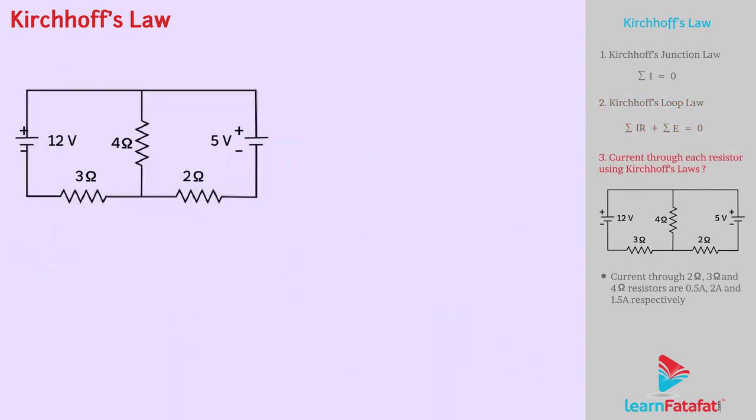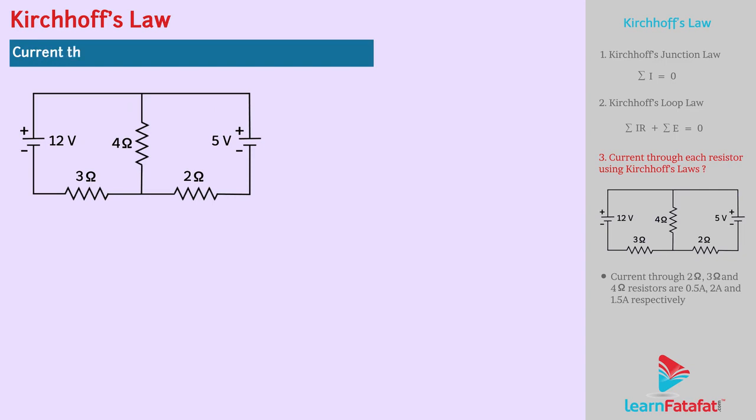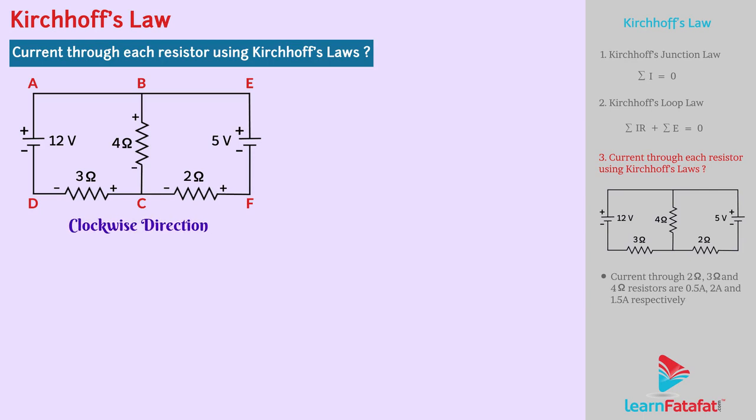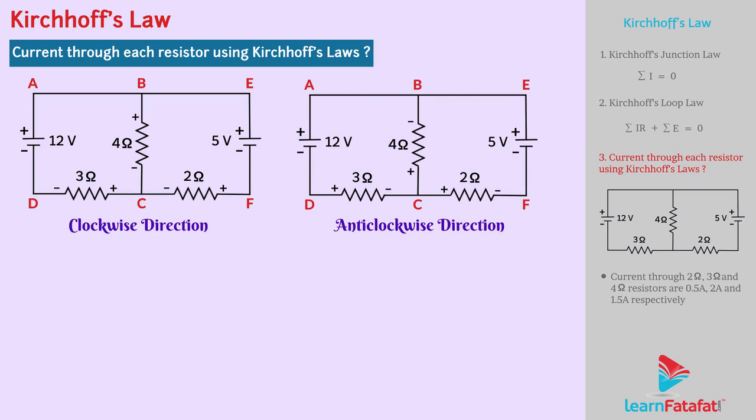In the given circuit, we need to find the current through each resistor using Kirchhoff's law. Let us first name the branches A, B, C, D, E, F. And for simplicity, we employ positive and negative signs in the clockwise direction. Note that we could also take the anti-clockwise direction.